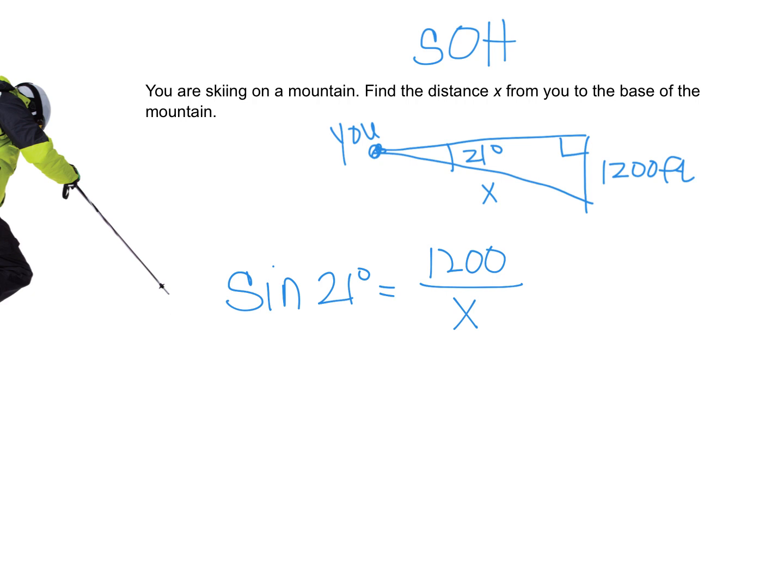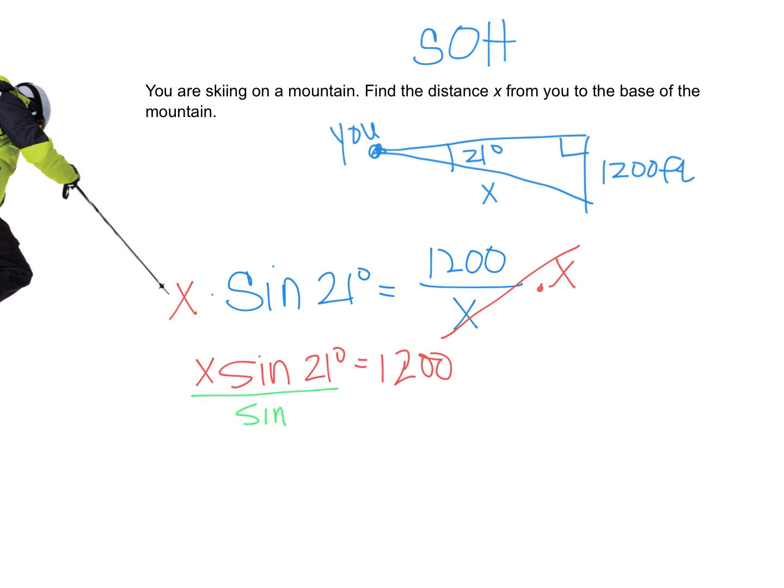So now what I have to do is get x by itself. It's in the denominator, so I'll be multiplying both sides by x to get it out of that denominator. That's going to cancel it out over here. And I'm left with x times the sine of 21 degrees is equal to 1,200 feet. To get x by itself now, I'm going to have to divide by the sine of 21. Please remember to put your calculator in radian mode if it's not already.